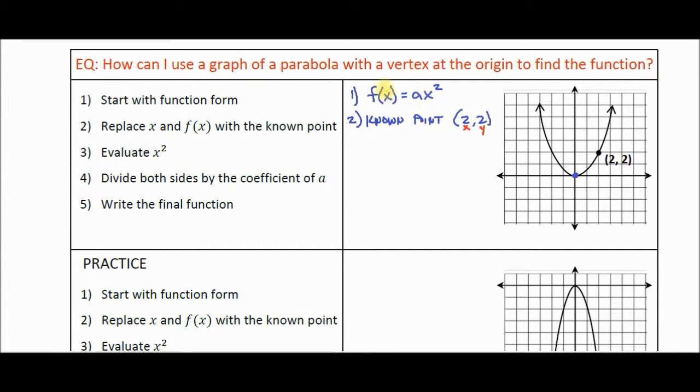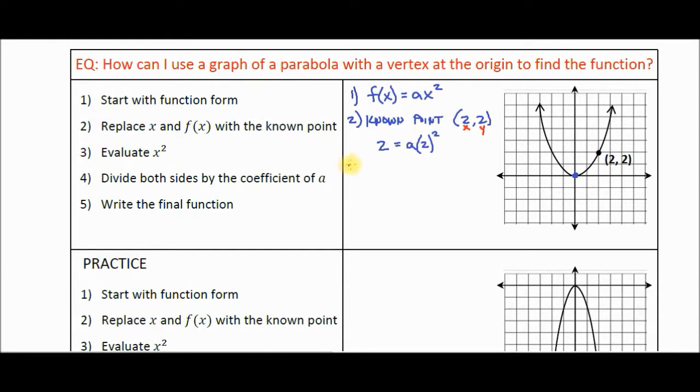So that means f of x gets replaced with the y value. So here's how you rewrite your equation. I'm going to change f of x to be the y value, which is 2. And then we don't know what a is. And our x value, we're going to plug that in parentheses. We know that's also 2. So we took this known point, 2, 2, took the x value, replaced the value of x in our function, took the y value, and replaced our output value, which is y, which is right here. Replace that with the y value.